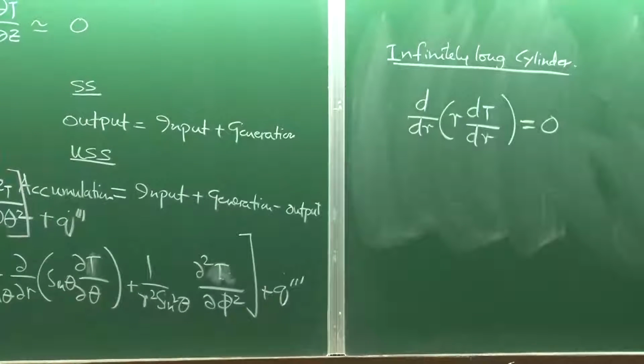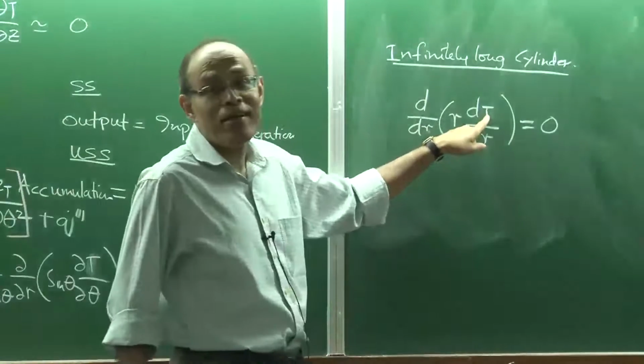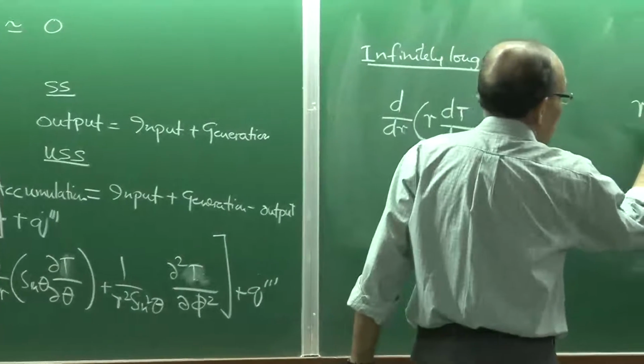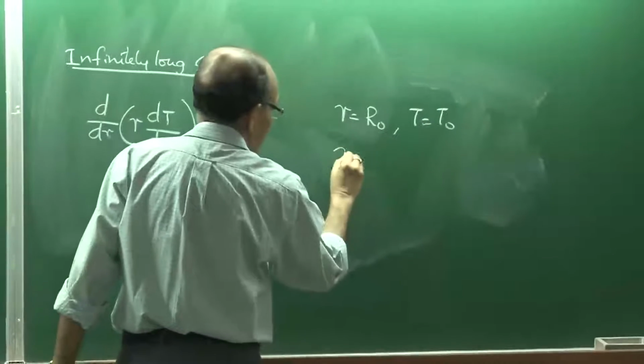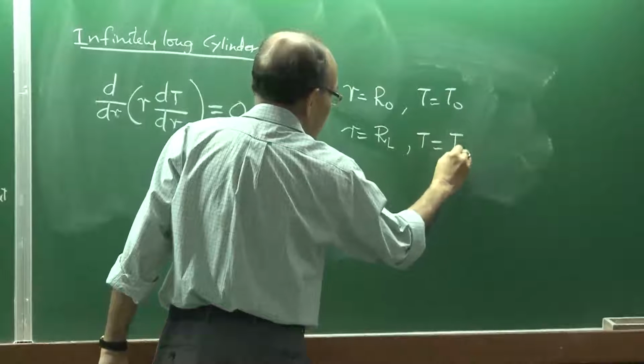And again, this will demand that at two values of R, I will require the values of temperature given. So, I can say that R is equal to R0, T is equal to T0, and R is equal to RL, T is equal to TL.